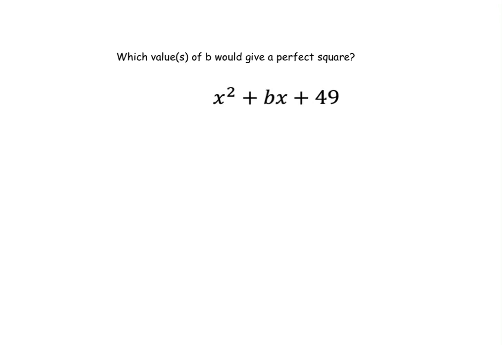Here's a trickier question. Which values of b would give us a perfect square? So what value does this b need to be in order to factor as a perfect square? Well, let's look at this last term, the 49. If I take the square root of it, it is just 7. So the 49 comes from 7 squared. And we know that this b term would have to come from 2 times 7. So that means that the b would need to be 14.